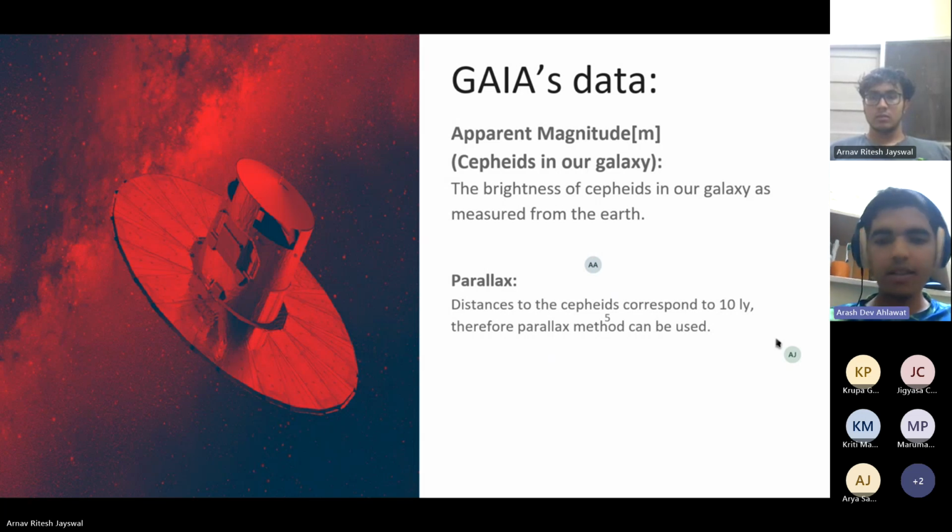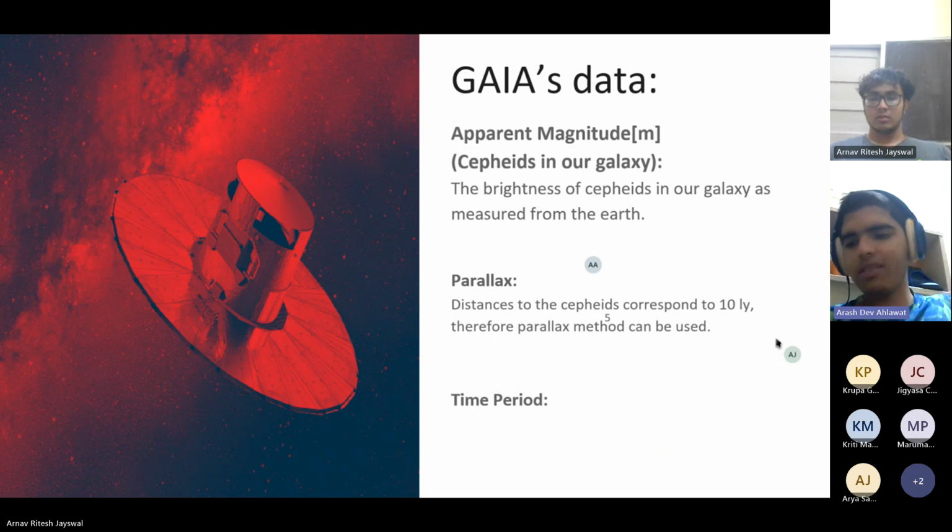As Gaia measures the data about Cepheids in our galaxy. Now, our galaxy is about 10 raised to power 5 light years wide. So in this diameter, the parallax method can be used efficiently within a margin of error. I know Arnav just told us about that. It's mostly accurate till thousands of light years, but even at 10 raised to power 5, it gives us a margin of error within which we can use this to create a model.